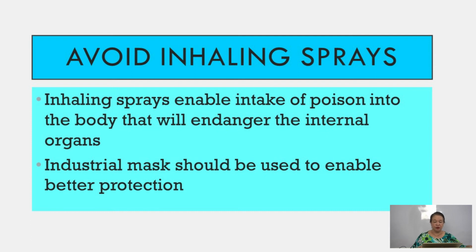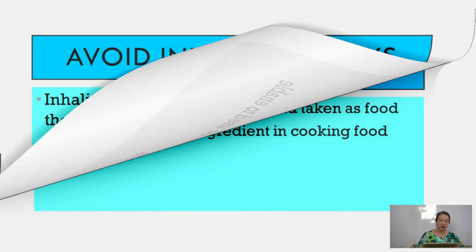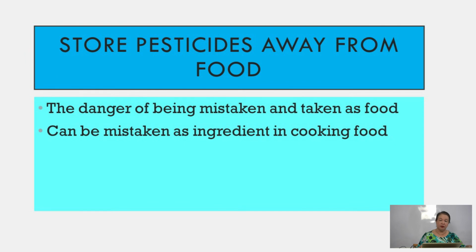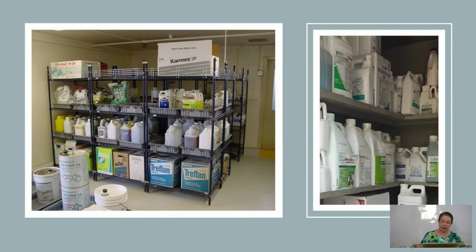Industrial masks should be used to enable better protection, because they are manufactured for that purpose, so they are thicker compared to the ordinary mask. Store pesticides away from food. Why? It could be mistaken and taken as food. It can be mistaken also as an ingredient in cooking food. It's very dangerous. So this is the proper way of keeping those pesticides in our house.